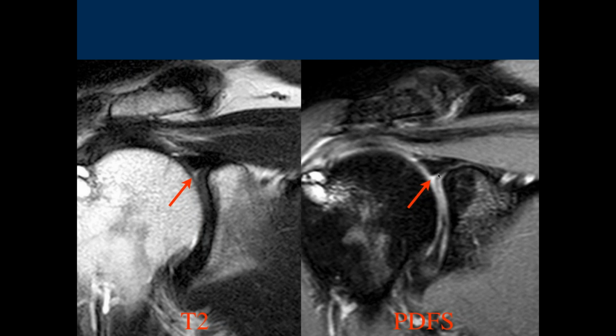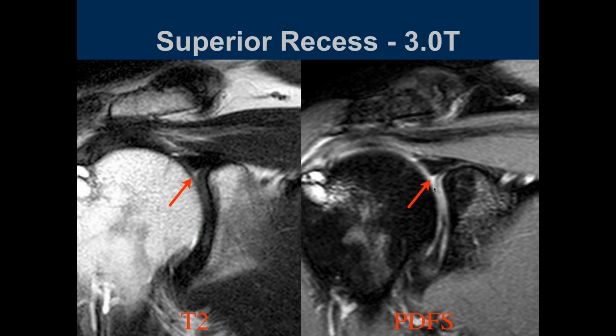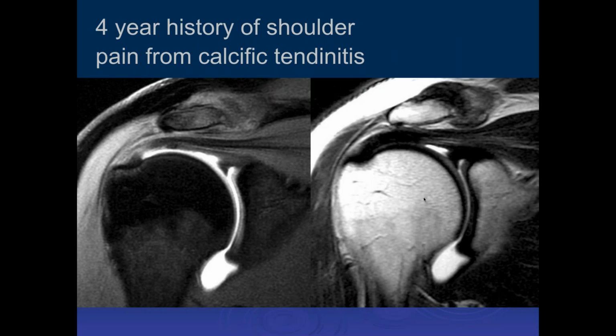Notice that there's no signal actually going into the labrum. So this is considered a normal variant, which is really a superior recess. And all the margins are nice and smooth here, nothing irregular. Sometimes these can be very large. This is a superior recess. Notice that the cartilage is normal deep to it.